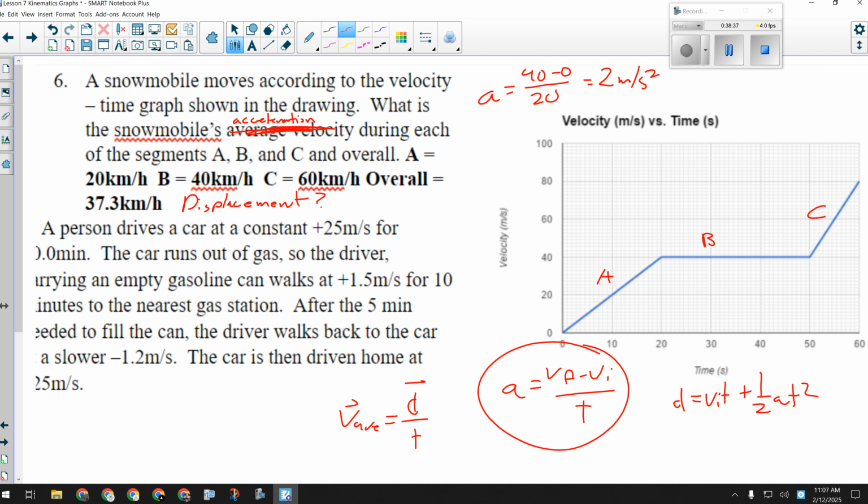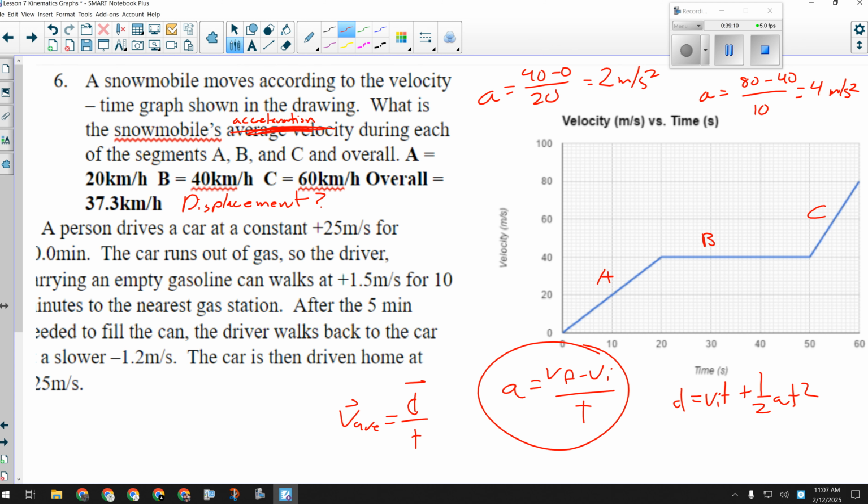What's the acceleration in part B? 0, traveling at a constant velocity. So that part's 0. And for part C, same formula: a equals VF, which is 80, minus the initial velocity, which is 40, and that takes 10 seconds. So 40 over 10 is going to be 4 meters per second squared. That's what you should have got for the 3 accelerations.